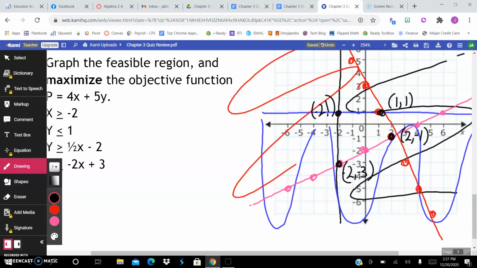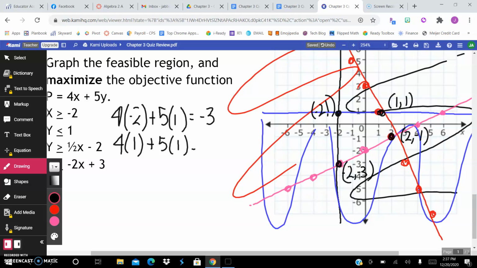So I'm going to start with that -2, 1. So I'm going to do 4 times -2 plus 5 times 1. So that would be -8 plus 5, and -8 plus 5 would give me -3. And then I'm going to plug in 1 and 1. So I have 4 times 1 is 4 plus 5 times 1 is 5, so that would equal 9. Then we have 2 and -1.